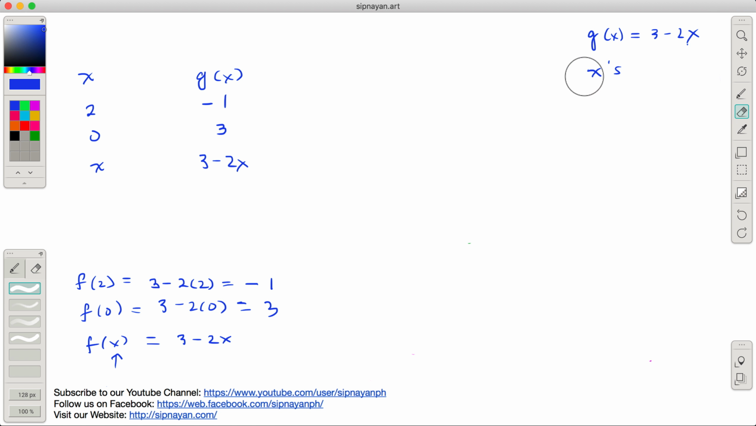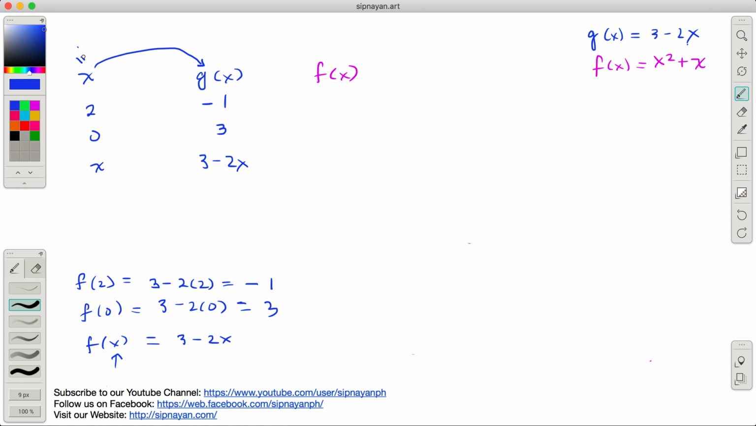Okay? Now, suppose we have another function, f of x. Meron na pala tayong g of x. So, f of x equals x squared plus x, for example. This is our f of x. So, dito sa unang relations, actually, function siya. Nandito yung ating input sa x. This is our input. At yung g of x yung ating output. Tama? Question, what if, ano kaya yung lahat ng outputs dito gagawin kong input netong function na to?